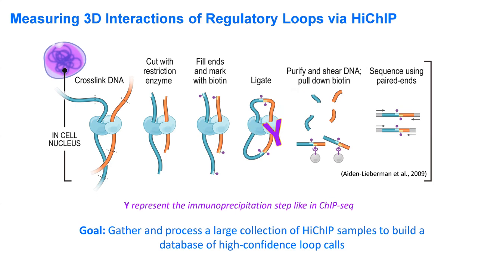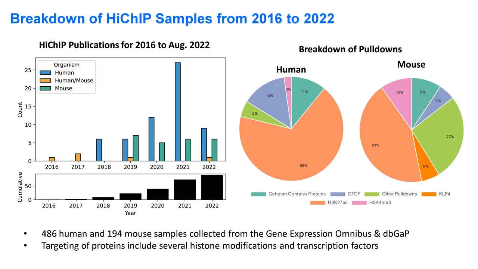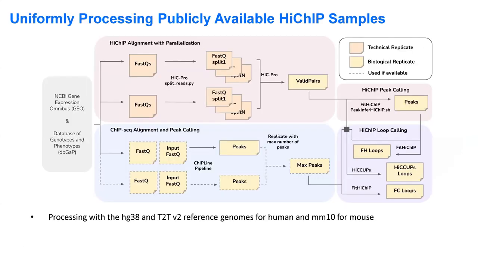And our overall goal is to collect a large collection of HiChIP samples to build a database of high confidence loop calls. We've gathered data from 2016 to August 2022, and we've seen that this dataset is actually exploding in the number of publications. In addition, we've been able to find 680 samples for which there's a variety of different pull downs, as you can see here.